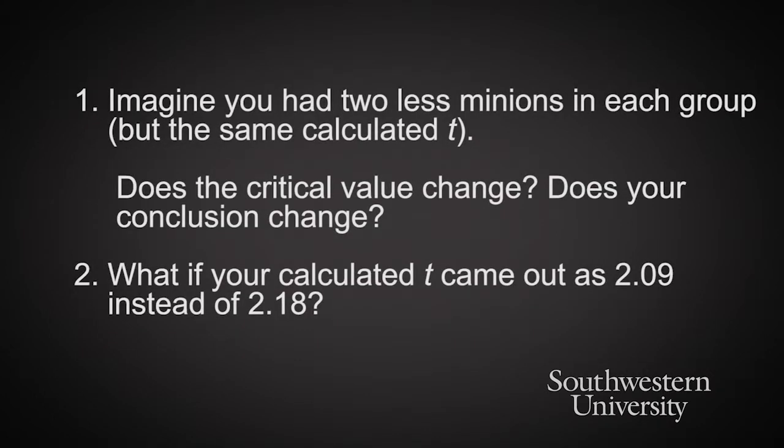Now, let's change up the parameters. Hit pause and think about it after you hear these two statements. Imagine that you had two less minions in your group, but the same calculated t. Does your critical value change? Does your conclusion change? What if your calculated t came out as 2.09 instead of 2.18?